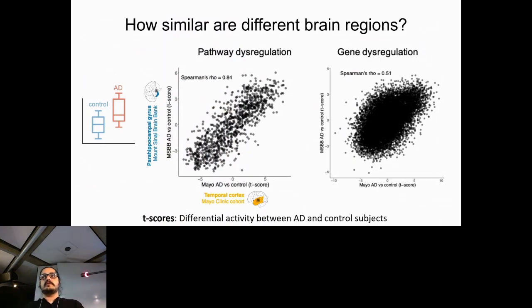I'm sure that by this point, some of you are asking, why couldn't you do this just gene-based? And we show that if you do the exact same analysis based on gene dysregulation, basically T-scores of gene dysregulation, you get a substantially lower correlation.